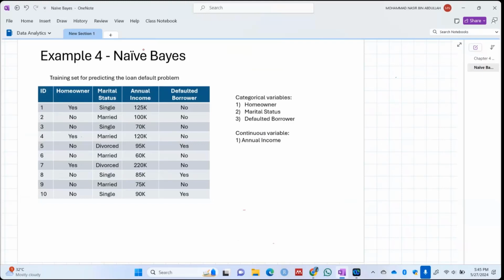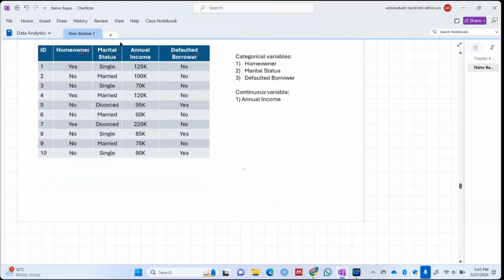Which one is the categorical variable? Which one is the qualitative variable? Categorical means qualitative. Which one? Homeowner, marital status, default borrower. This is a qualitative variable, and the continuous variable is annual income. I think I made a mistake in the question I wrote here. Alright. After this I won't ask what I already wrote. Okay, now. So we want to predict the loan default problem.